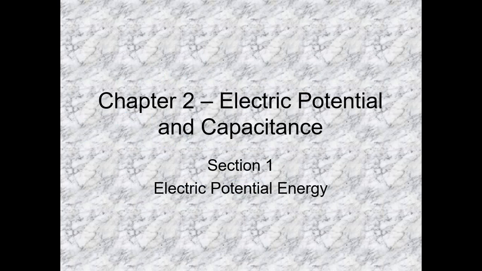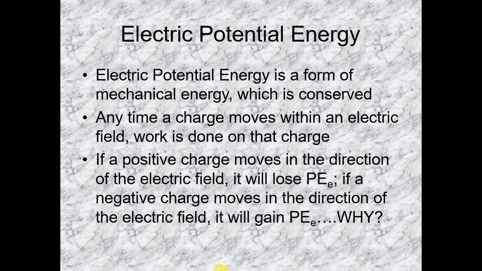Our second chapter is electrostatic potential and capacitance. First of all, electric potential energy. What is the electric potential energy? What is the potential? It means we have the ability to do work. It is electric potential energy in the form of mechanical energy, which is conserved.